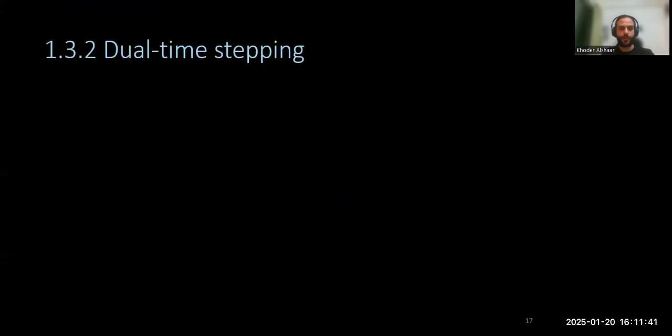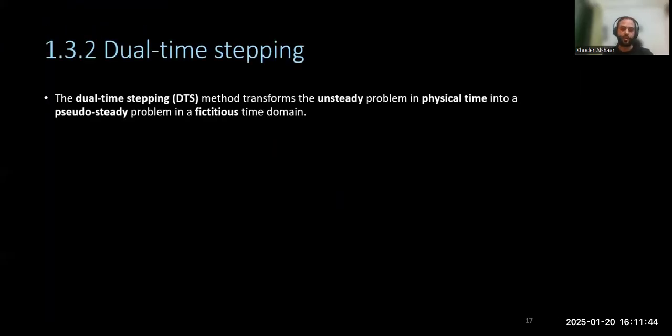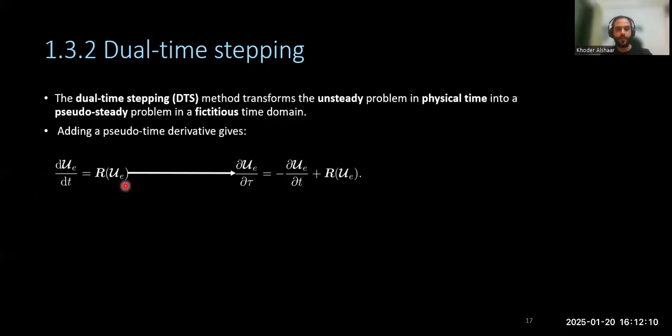However, moving to the next thing, due to this limitation of a very small time step requirement, we introduced dual time stepping, which will transform the unsteady problem in physical time into a pseudo steady problem in a fictitious time domain. So what we do is we add a pseudo time derivative. This is the original equation, and we move this to the right-hand side and add a fictitious time, a pseudo time derivative here. This will help transform the problem into something we call a semi-steady, semi-implicit formulation, in other terms.